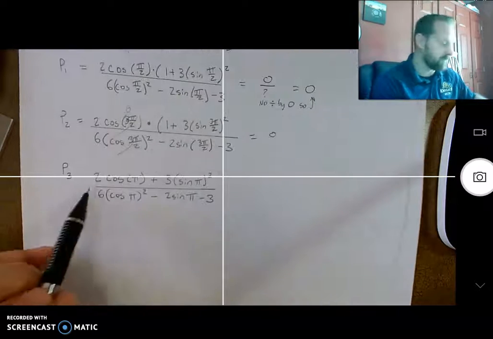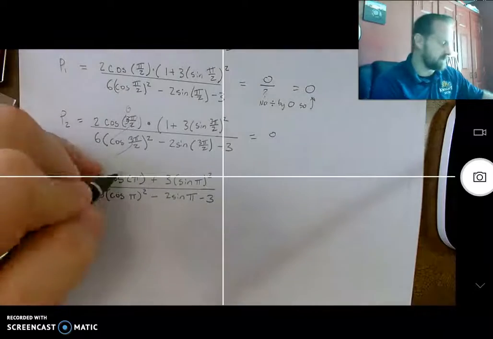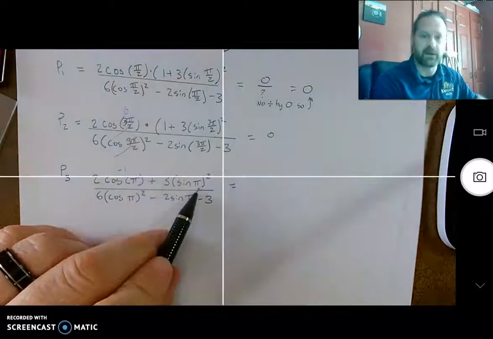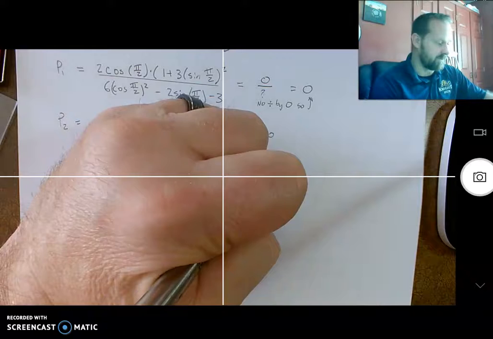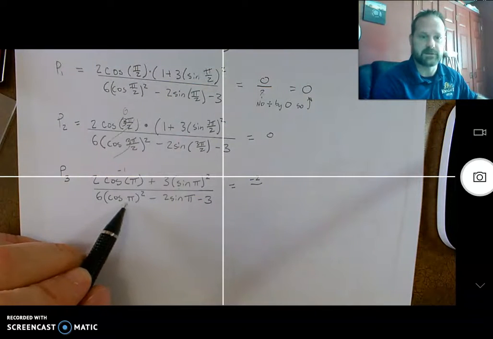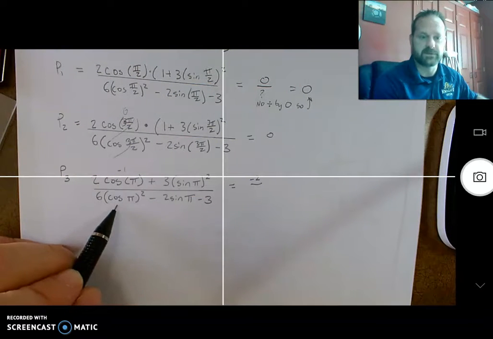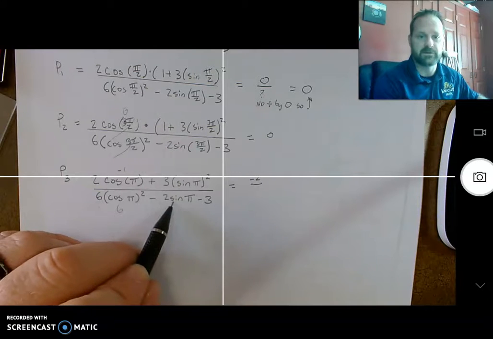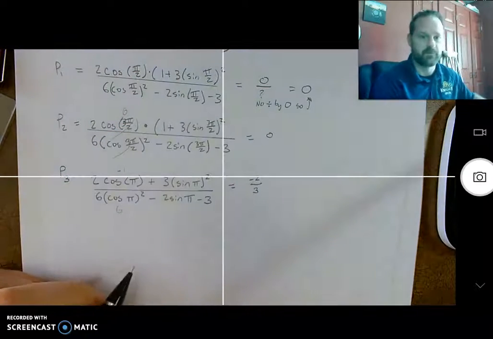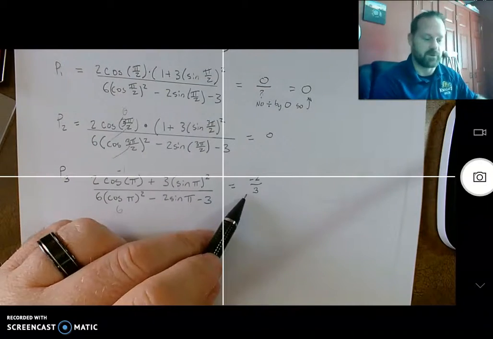Finally, the last one, the cosine of pi is negative 1, and the sine of pi is 0, so in the numerator we have negative 2, and then the sine of this is negative 1 squared, so it would be positive 6 here. This would be 0 minus 3, so 6 minus 3 would be positive 3. So the slope is negative 2/3.